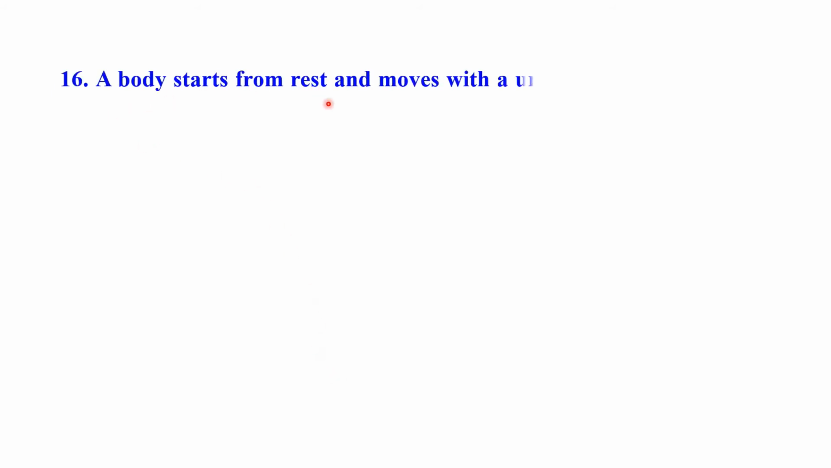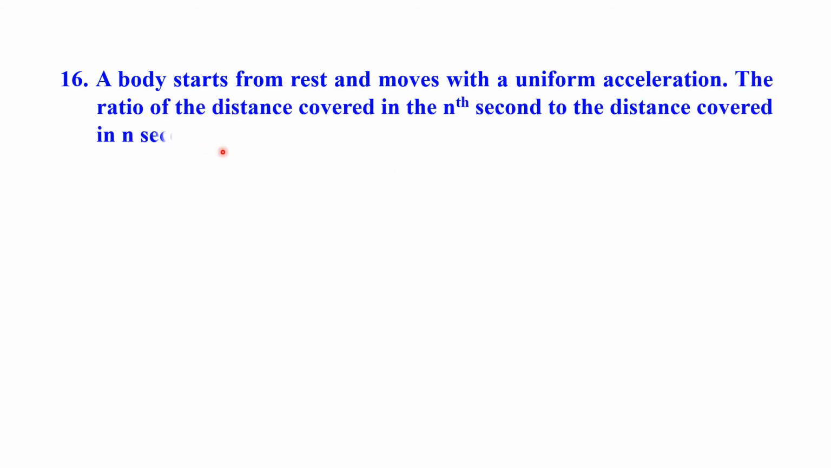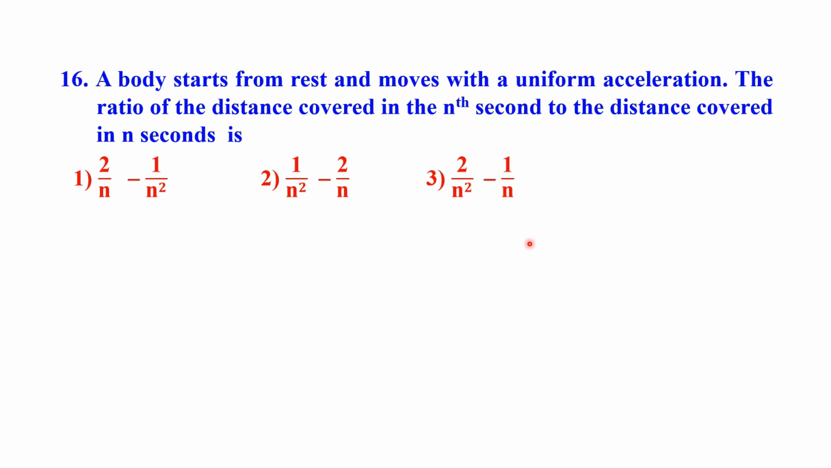Next, a body starts from rest and moves with uniform acceleration. The ratio of distance covered in nth second to the distance covered in n seconds is 2 by n minus 1 by n square, 1 by n square minus 2 by n, 2 by n square minus 1 by n. Fourth option is 1 by n minus 1 by n square. Let us go to the solution.